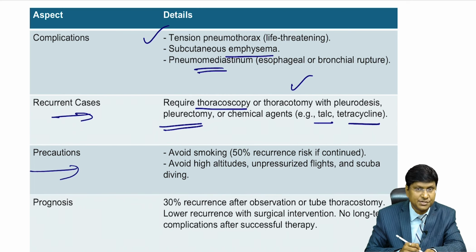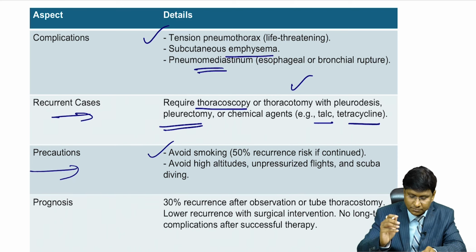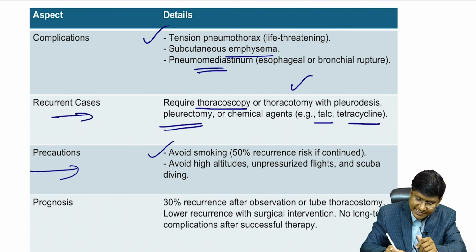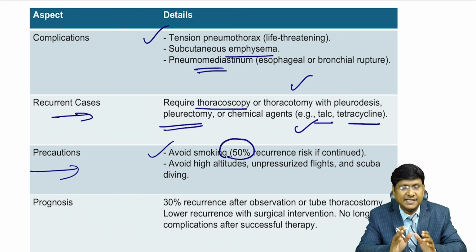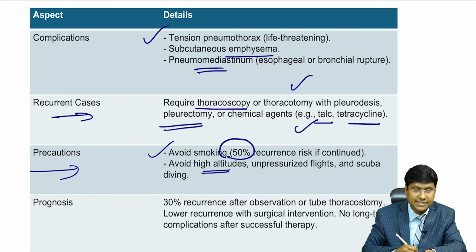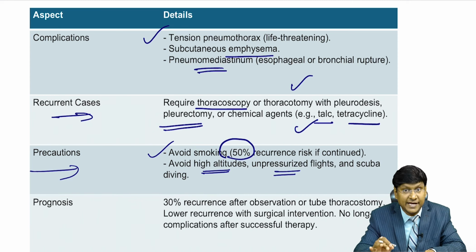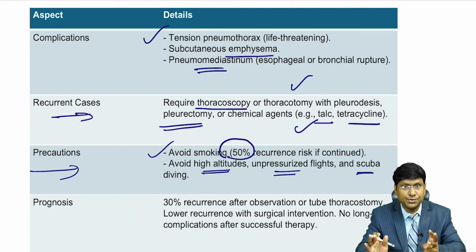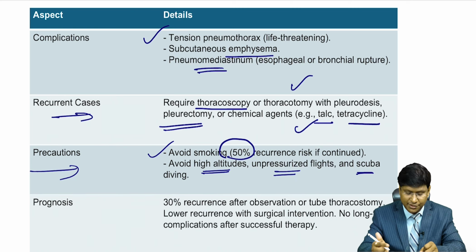And if you take the precautions, very important is to avoid smoking, because there is a 50% chance of recurrence because of smoking. At the same time, the patient has to be advised to avoid high altitude, unpressurized flights and scuba diving. So avoid high altitude, unpressurized flights and scuba diving, because that can increase the recurrence of the pneumothorax.